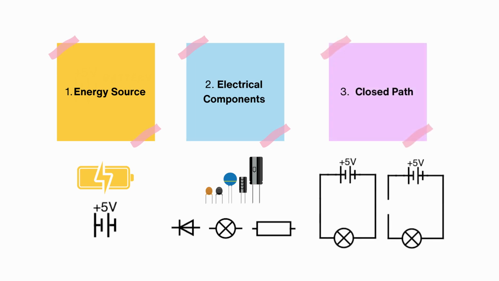Finally, a complete circuit must have a closed path for the current to flow through. This path is typically made up of wires which conduct electricity. If there is any break in the path, which we refer to as an open circuit, electricity cannot flow, and the circuit will not work.